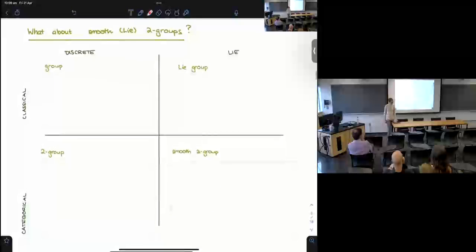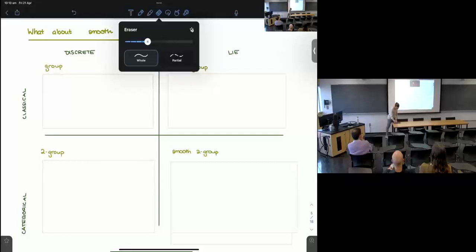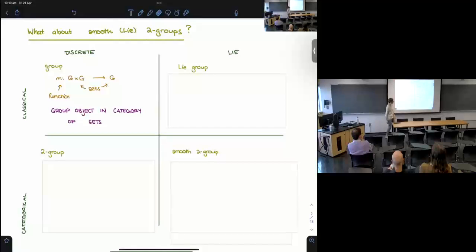Okay, so that's what an abstract two group is, but now we want to add some geometry. And so if we were totally going by analogy, we would say Lie two group, but that word's already taken. So we say smooth two group. So we kind of have this table where we can generalize in different directions. If we start with a discrete or an abstract group, which we all know is a group object in the category of sets.